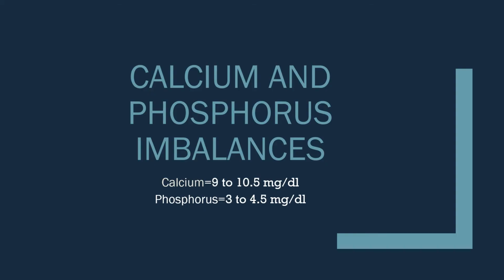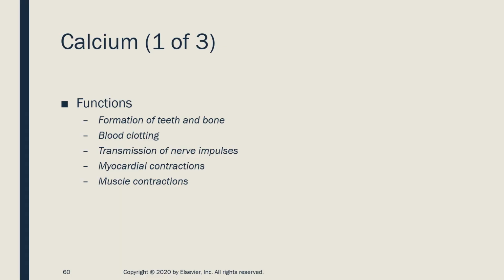Now let's move on to calcium and phosphorus imbalances. So for calcium, this is the normal level, 9 to 10.5 milligrams per deciliter. And for phosphorus, it's 3 to 4.5 milligrams per deciliter. So I put them both because their relationship is inverse. That means that if the calcium is high, the phosphorus is low, and vice versa.